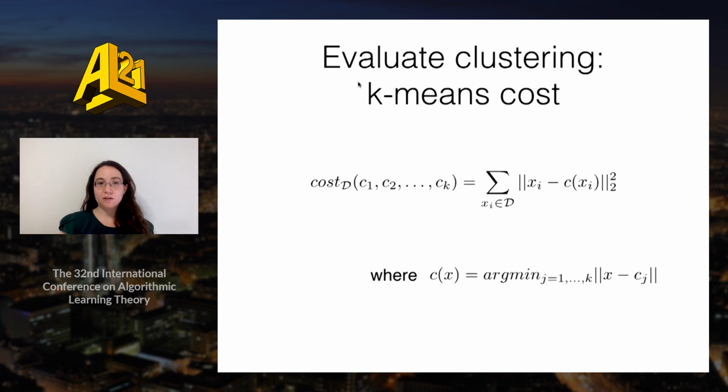How do we evaluate how good a clustering is? For that, we use the notion of Kmeans cost. Given a dataset D, the Kmeans cost of the k-centers C1 till Ck is defined in the following way. For each point, we are looking at the distance to the closest center. Then we sum the square distances. This is the Kmeans cost.